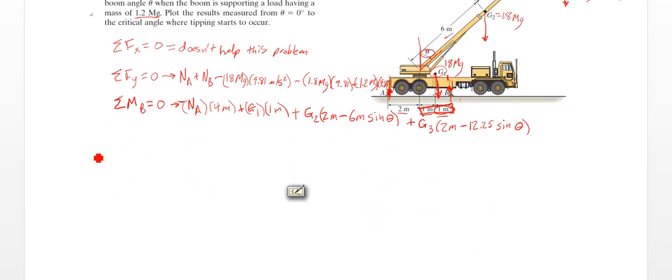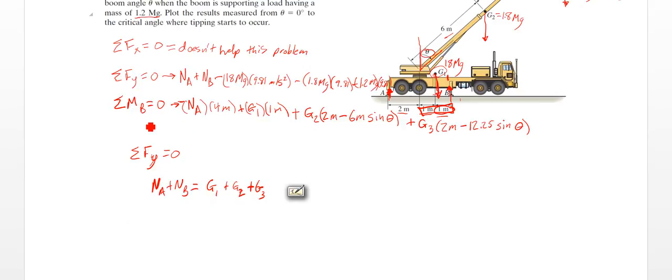Okay, so we'll continue working through this. If we take our forces here first, so the sum of our forces around y is 0, so we find NA plus NB equals, I'm just going to call them G1 plus G2, G2 plus G3, and we can solve that later. So we'll leave that for now.